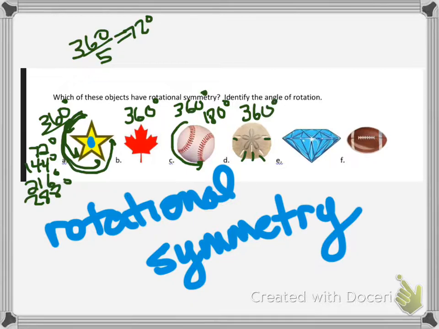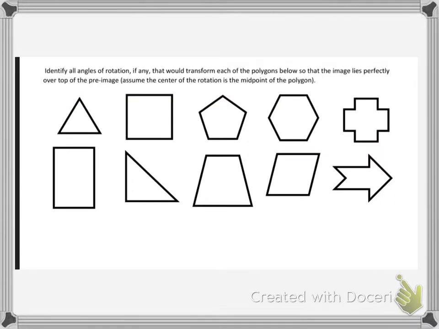Same thing for the diamond. The only way to rotate it back on itself is to go a full 360 degrees. The football could be rotated 180 degrees and go back on itself. So pretty simple, just trying to figure out what angles of symmetry there are on objects. So now I want you to try it on these shapes in your packet.